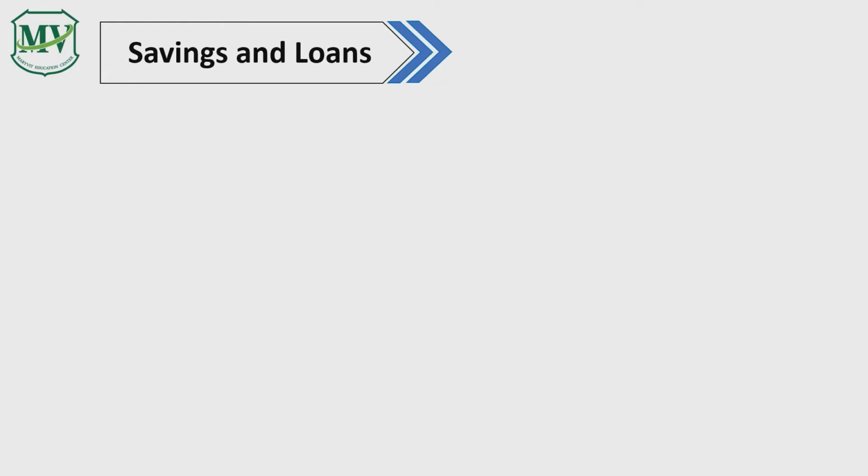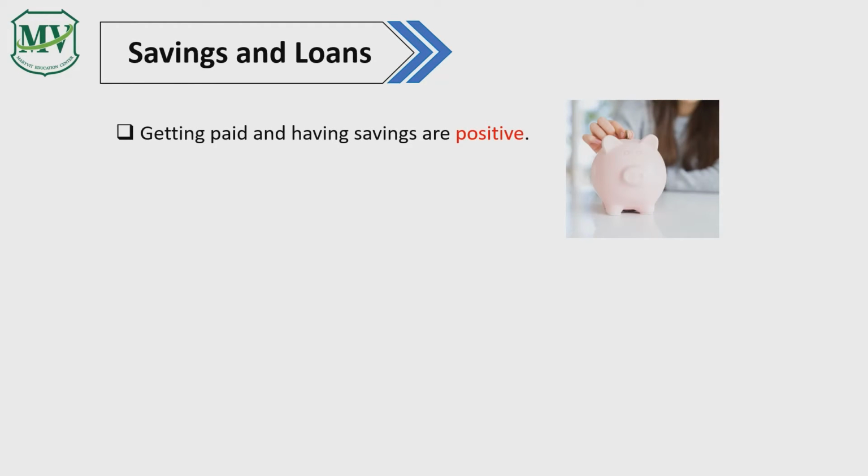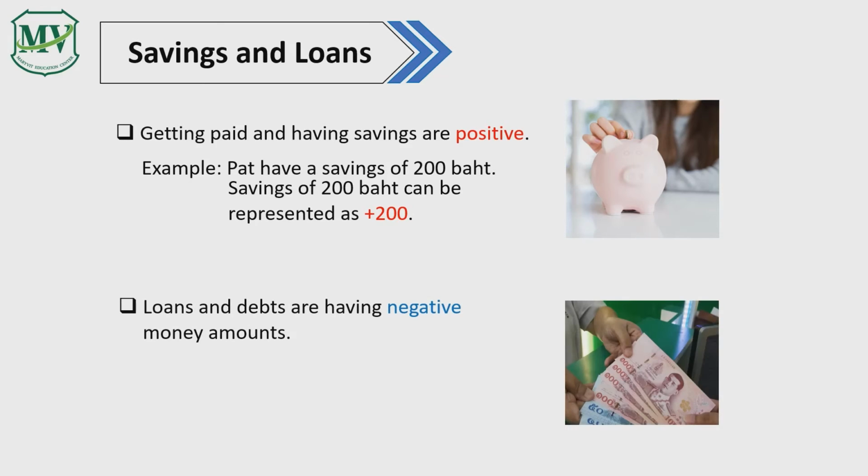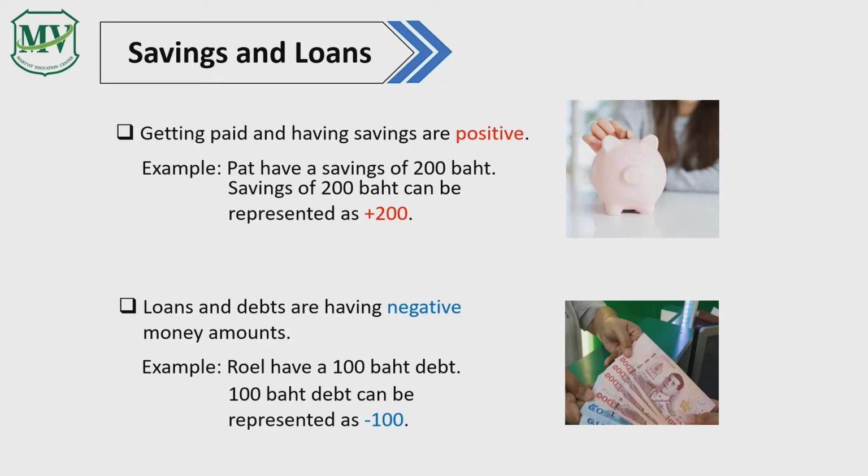Savings and loans. When you're getting paid by someone or if you are having savings, the money can be represented by a positive number. Example: Pat has savings of 200 baht. Savings of 200 baht can be represented as positive 200. When you have a loan or debts, you are having a negative amount of money since you have to pay it. Example: Ruel has a 100 baht debt. 100 baht debt can be represented as negative 100.